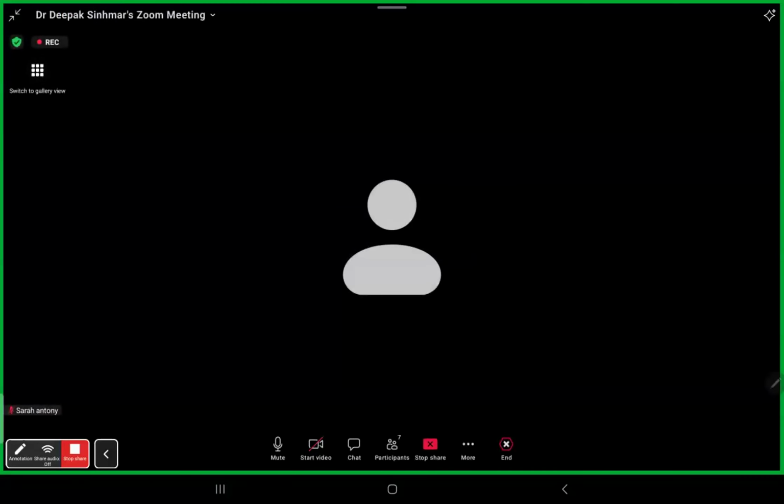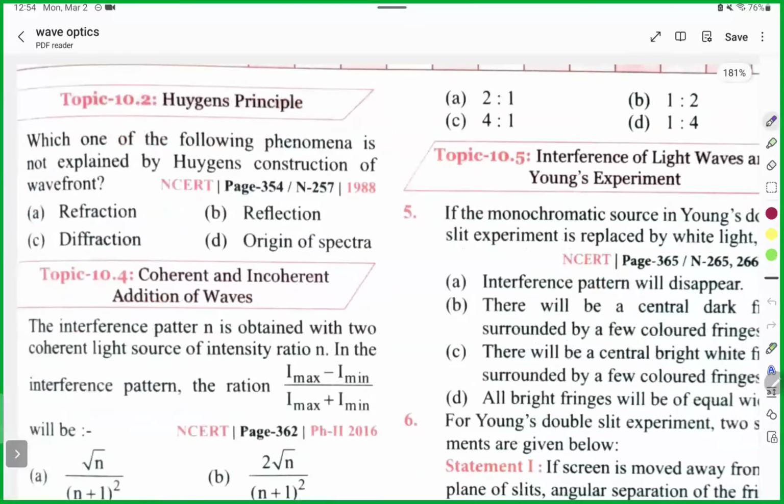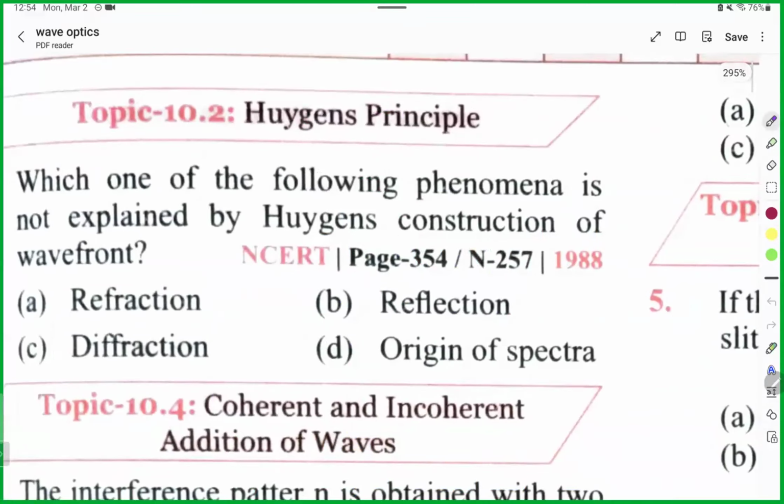So, guys, I will read you the first question from the Huygens principle. As I mentioned, no question is asked from Huygens principle as such. That's why we were not giving much time. Correct? So only one question was asked. What is the answer?